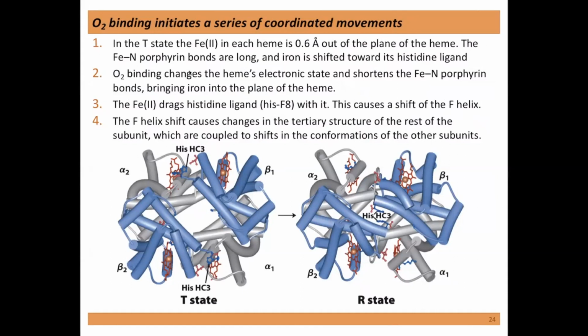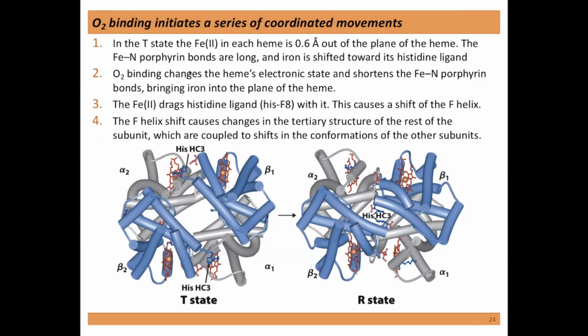So we can see in the T state, remember this is when oxygen's not bound, that each heme is about 0.6 of an angstrom out of plane. So I talked about that. There's a little pucker of the heme there. So as the oxygen binds, it actually changes the heme's electronic state, and it actually shortens that nitrogen, the porphyrin iron bond, and it actually brings this histidine in closer. So you tug on that histidine because the iron starts to sink into the middle of that ring.